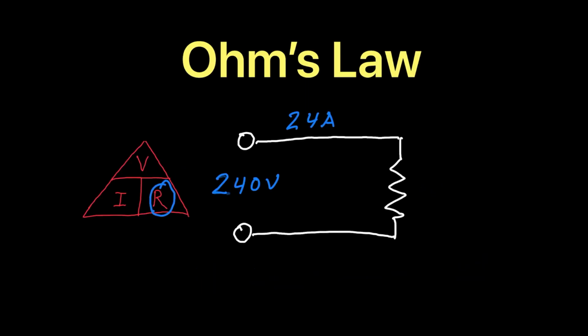If you knew only the voltage and the current, you could find the resistance by covering up the R on the triangle, and you would have 240 volts divided by 24 amps, or 10 ohms.